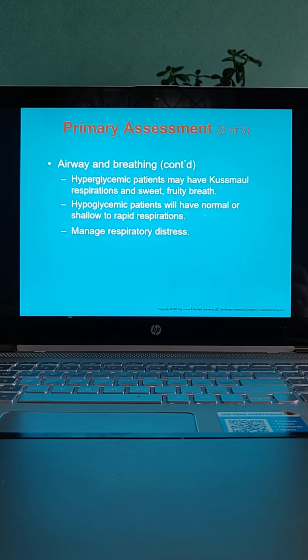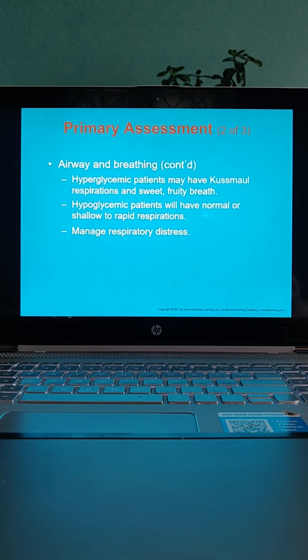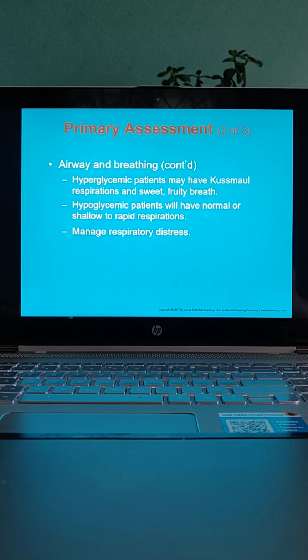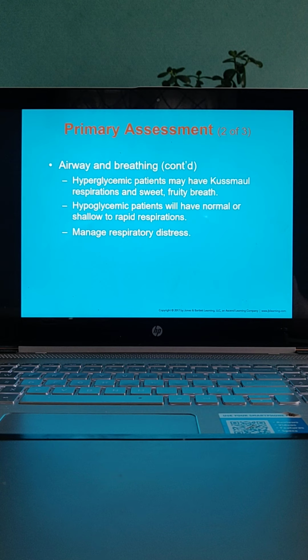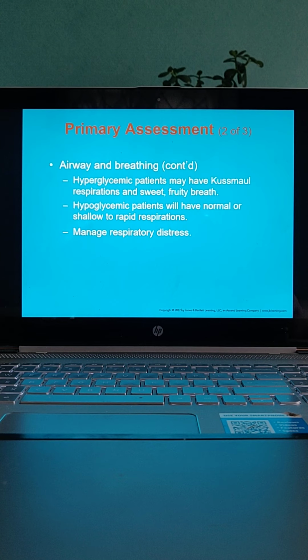Airway breathing continued. Hyperglycemic patients may have Kussmaul respirations, a sweet, fruity breath. Okay? Sweet, fruity breath is not Kussmaul respirations. Sweet, fruity breath is based off of the ketones, the ketone acidosis, because the human body is beginning to burn fat for energy, and in the process of burning the fat, the waste product is acid waste, and it's called ketones. The Kussmaul respirations are when your body says, hey, breathe deep and breathe fast, in an attempt to breathe off those ketones.